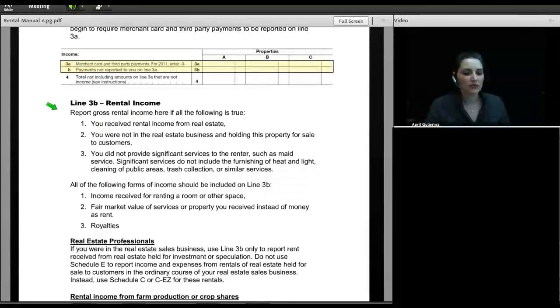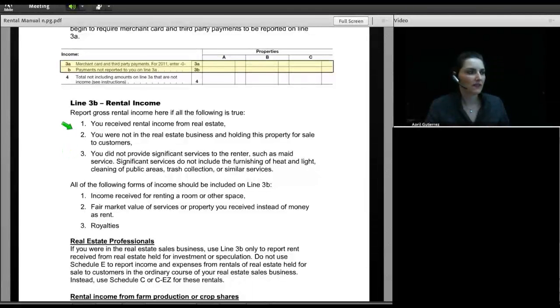So on line 3B, you enter your rental income. Rental income includes gross rental income from any of the following. If you received rental income from real estate and you were not in the real estate business holding the property for sale to customers, and you do not provide significant services to the renter, such as maid service. Significant services do not include furnishing of heat, light, cleaning of public areas, trash collection, or similar services.